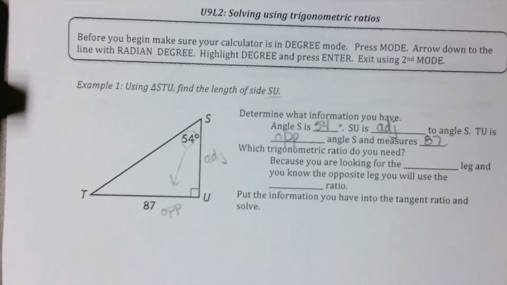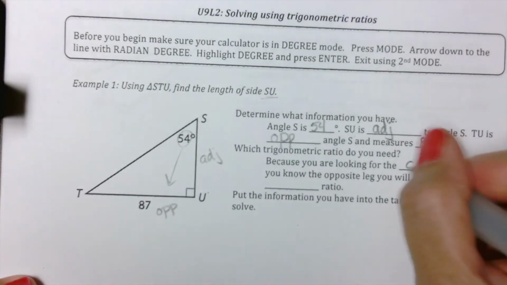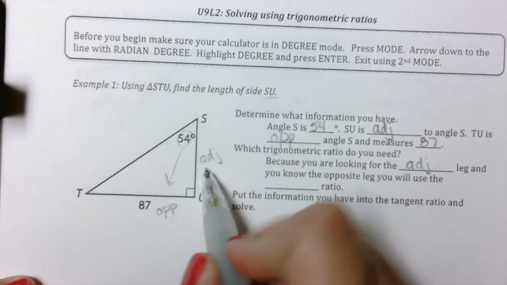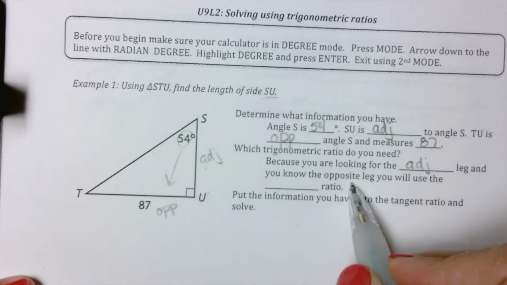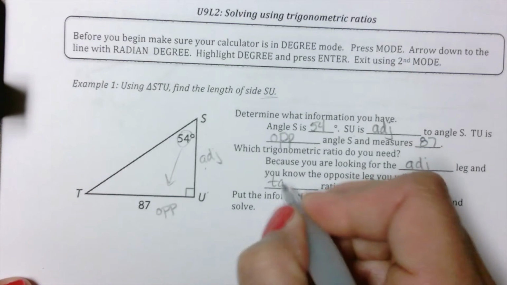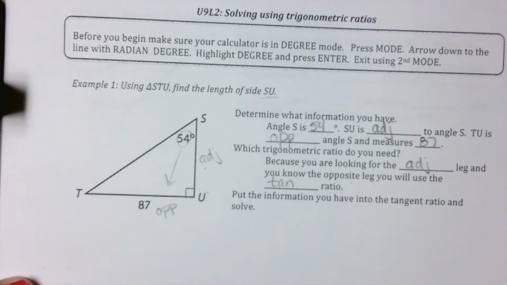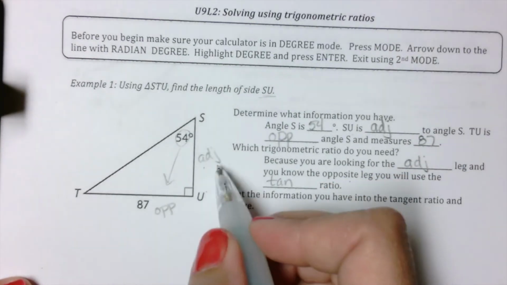And then we need to decide what ratio we're going to use. We're looking for the adjacent leg because it's the one that has no measure. And we know the length of the opposite leg. So the ratio that uses opposite and adjacent is the tangent ratio. So we're going to use the tangent ratio to find this missing side length.